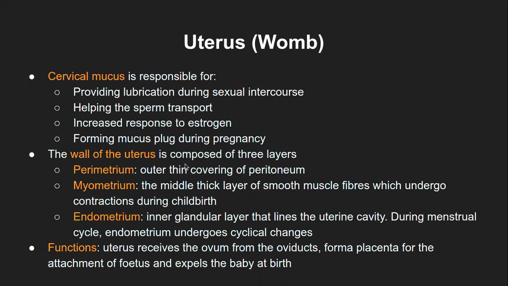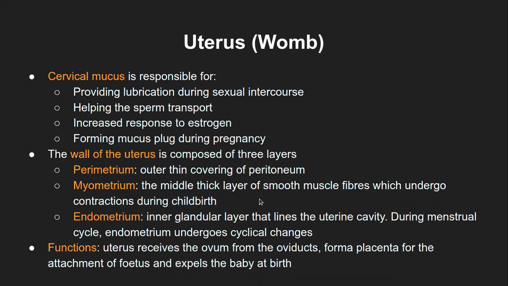Then the walls of the uterus are composed of three layers, like I had shown you in the diagram: perimetrium, outermost; myometrium, the middle one; and endometrium is the innermost. The perimetrium is the outer thin covering of the peritoneum, through which the uterus is attached to the body wall, and that ultimately forms the outer wall of the uterus.